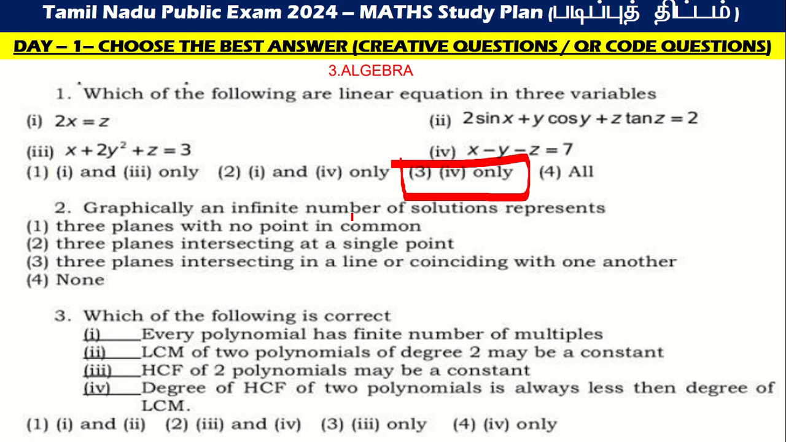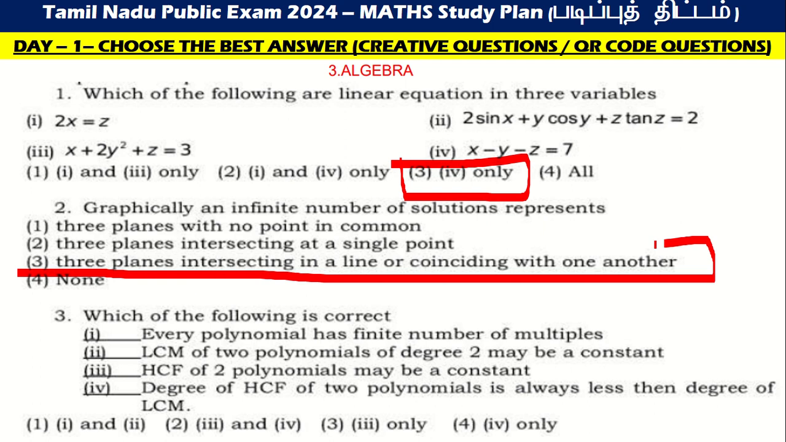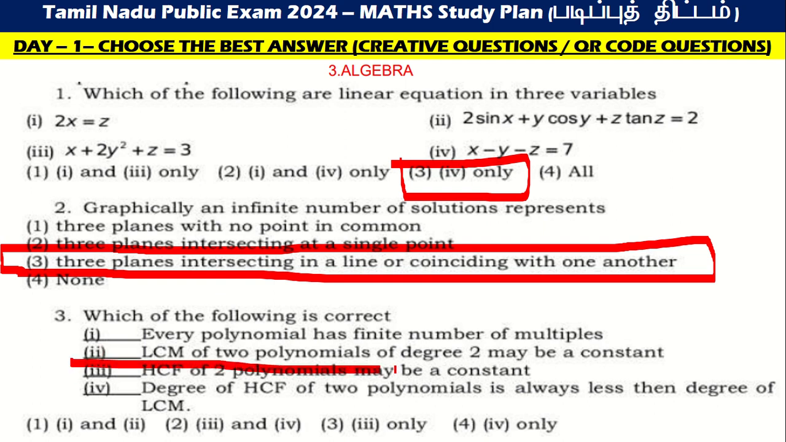Graphically, an infinite number of solutions represents 3 planes intersecting in a line coinciding with another. So the following is correct. That is, LCM of two polynomials of degree 2 may be constant.